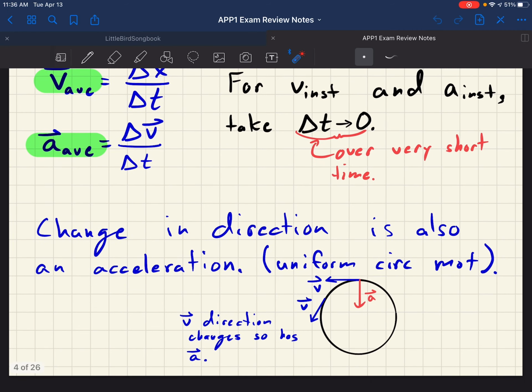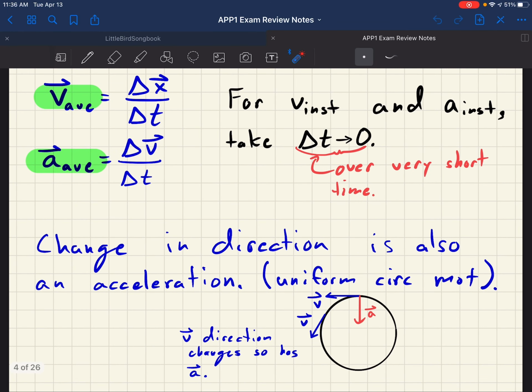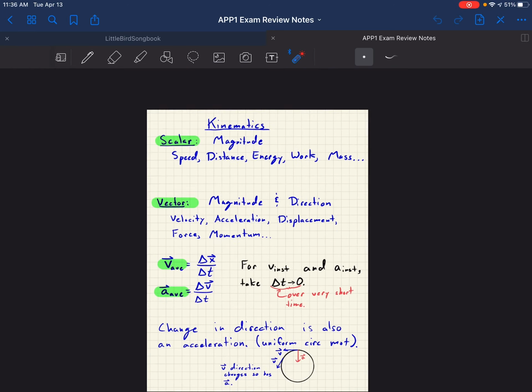Okay, so also keep in mind, I just want to bring up uniform circular motion here. So let's say we have something in uniform circular motion, right? That object has a changing velocity, even though its speed is not changing. And that's because it has an acceleration that always points perpendicular to that velocity vector.